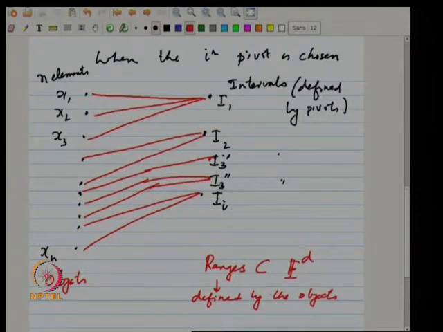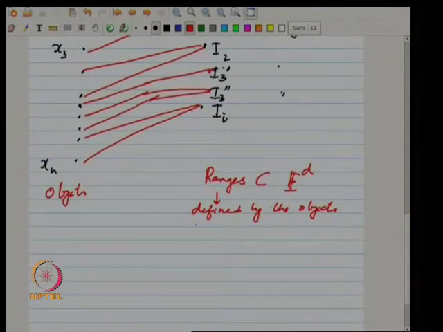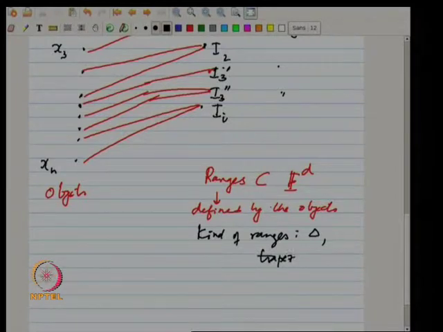So how many objects define them? All these things will matter, okay. The kind of ranges, as I said, could be triangles, trapezoids, discs, these are in 2 dimensions. In higher dimensions, they are the higher dimensional analogues of these things, okay. So the ranges will be defined depending on the problem, okay.